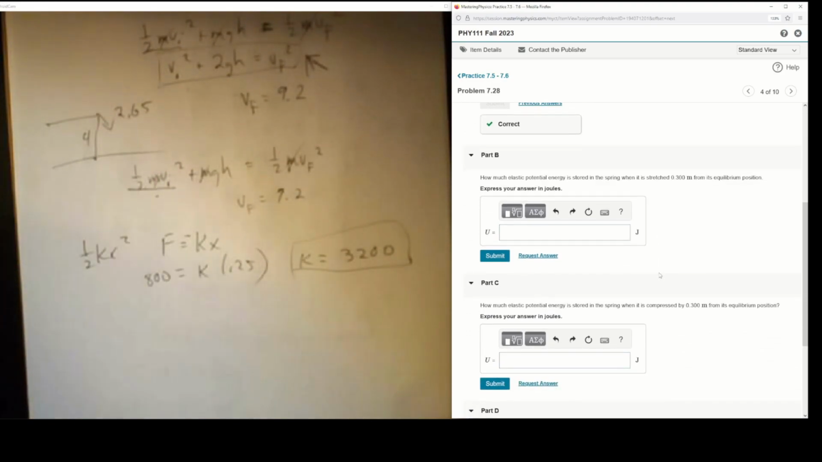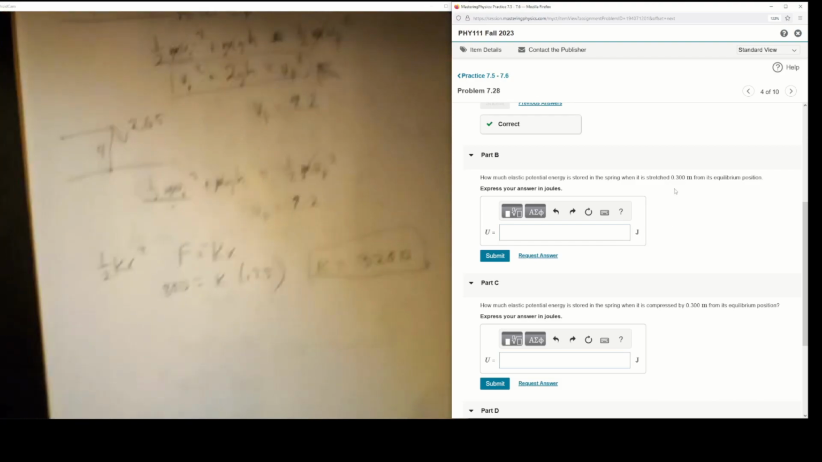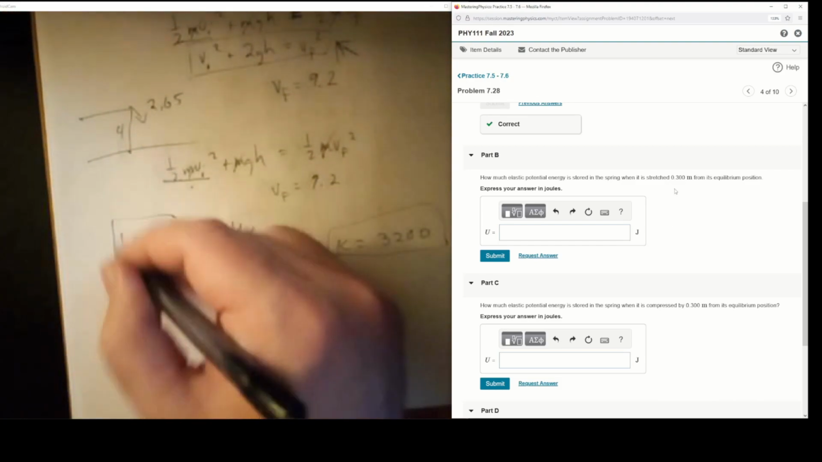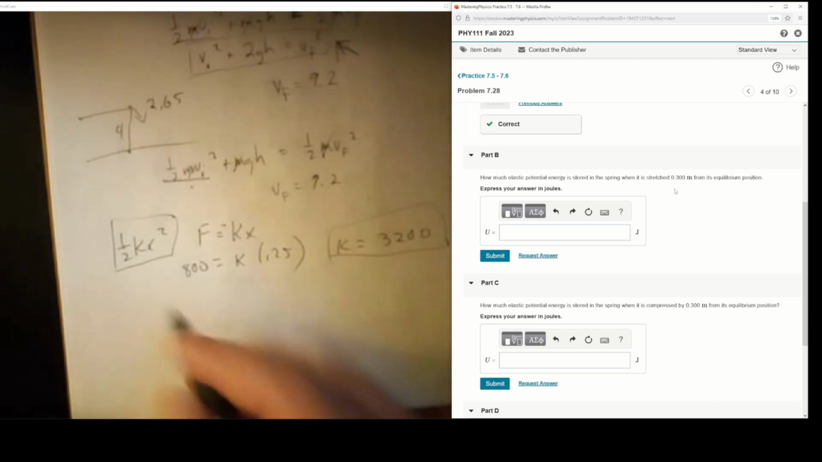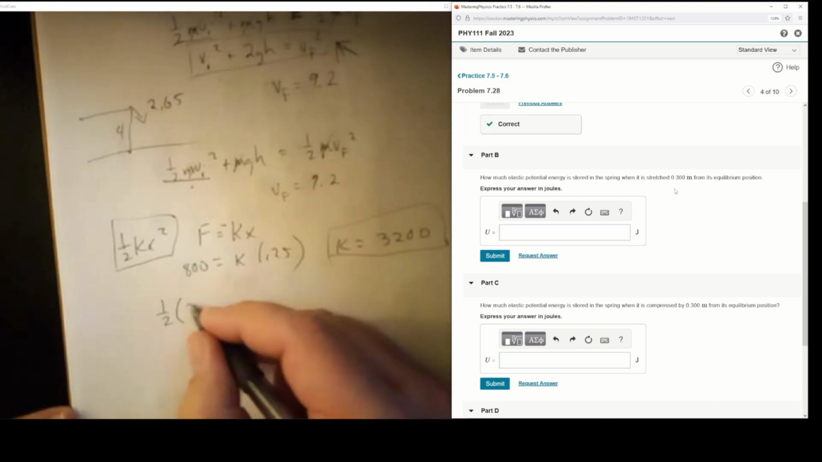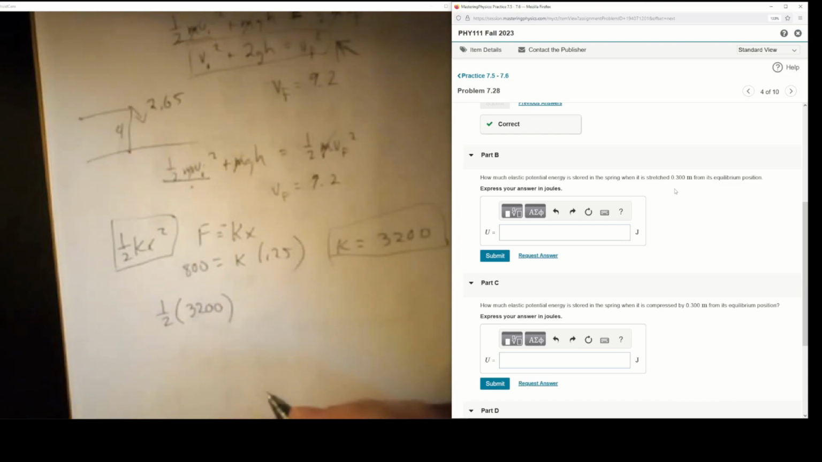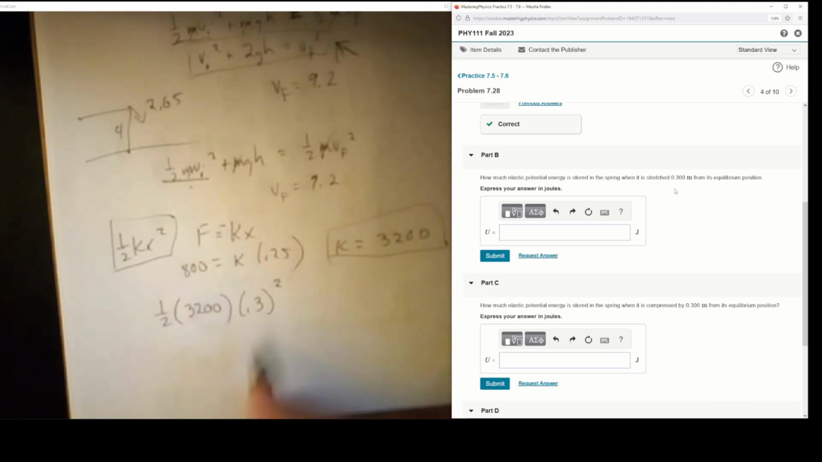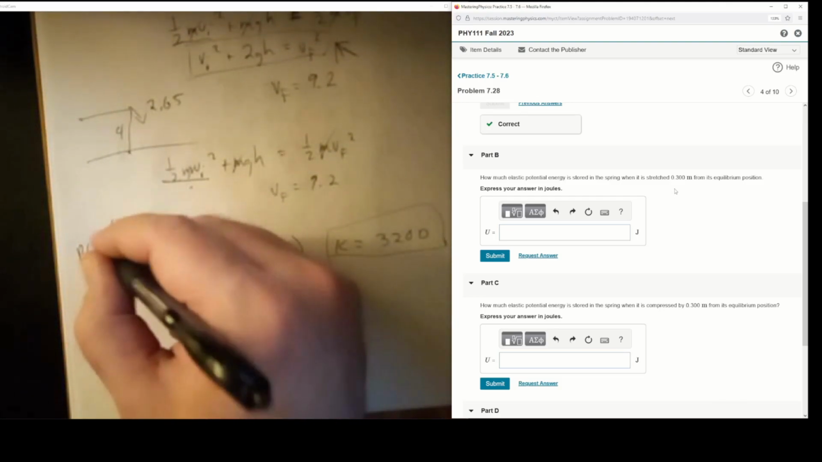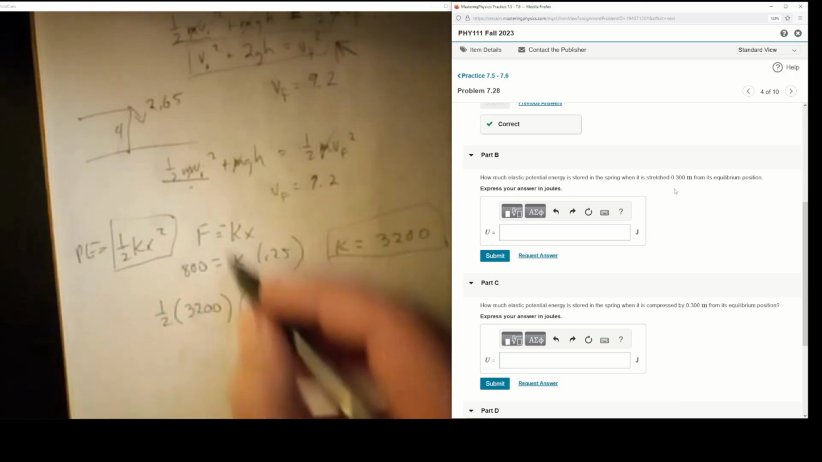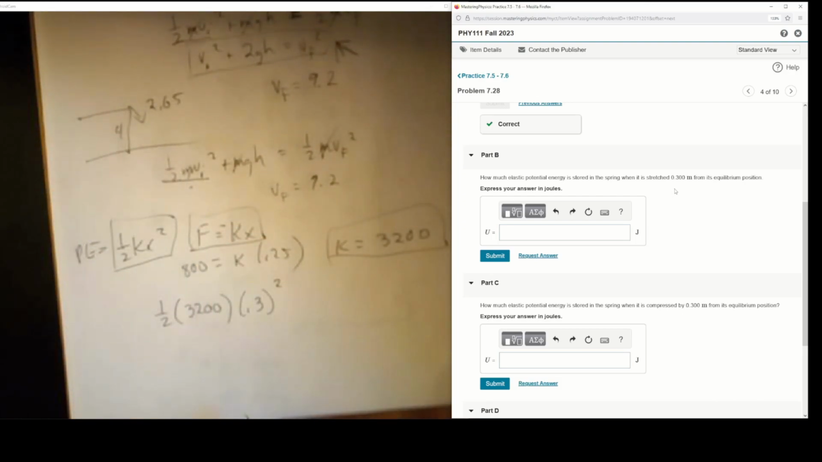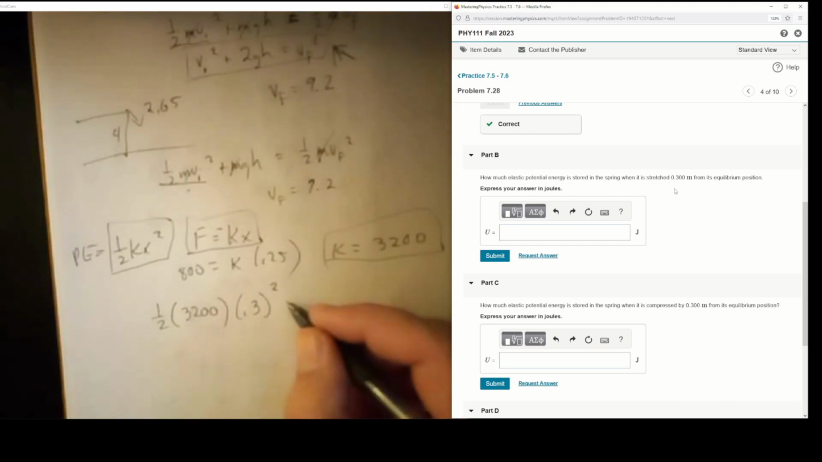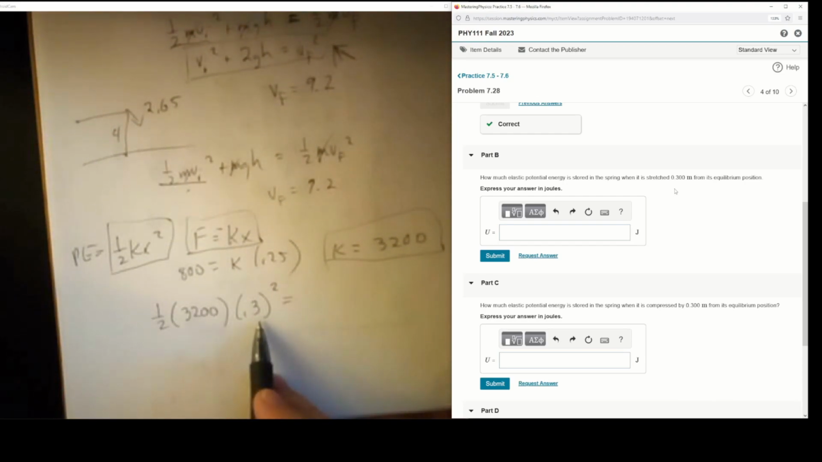For part B, how much elastic potential energy is stored in a spring when it's stretched? All right, so now that we know the spring constant, we can use the potential energy for a spring. We have k, 3200, and now we're stretching it 0.3. So that's 1/2 kx squared. This is the potential energy of a spring. This is the force of a spring. And I'm just going to punch this one into my calculator.